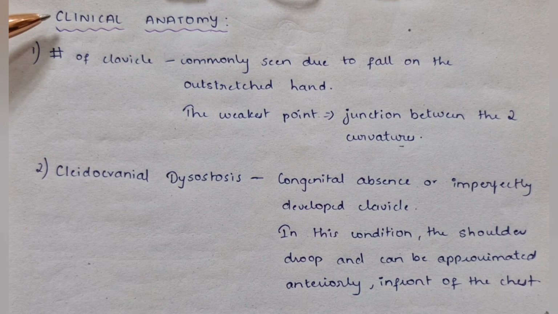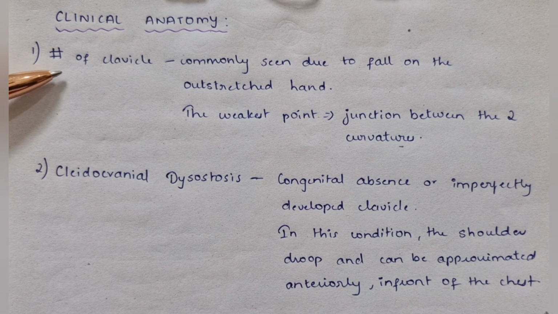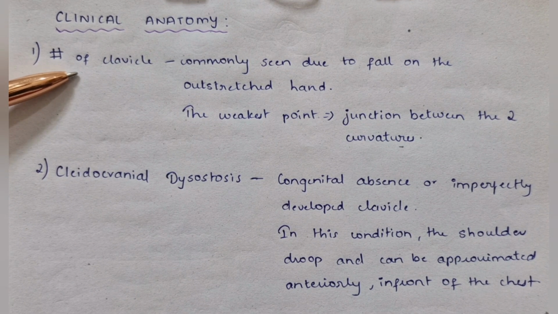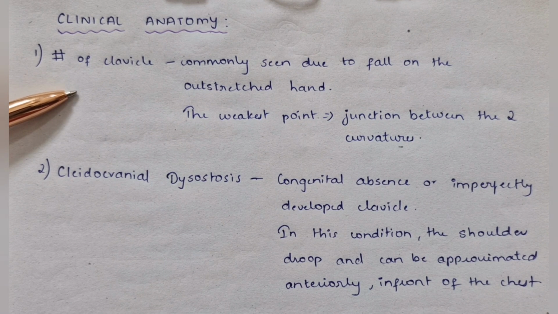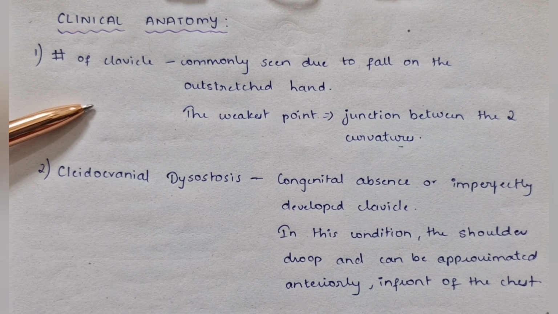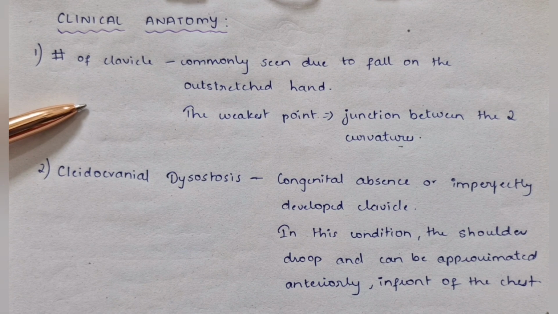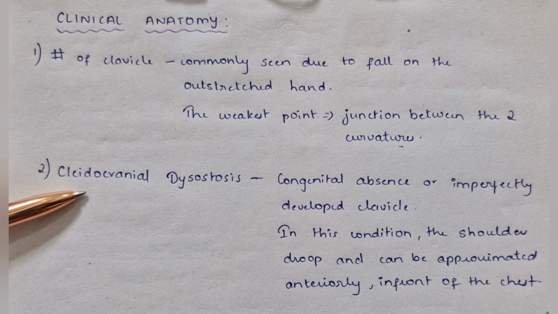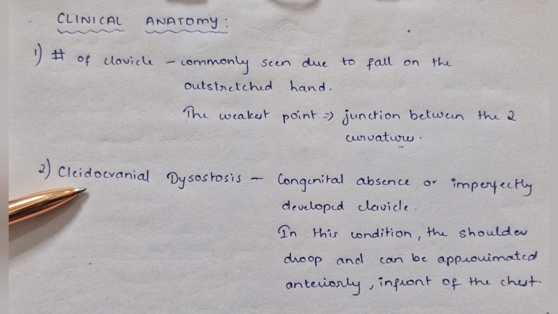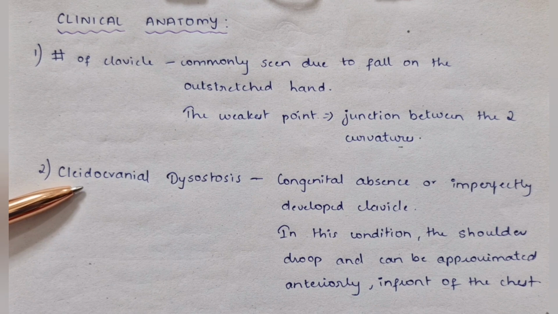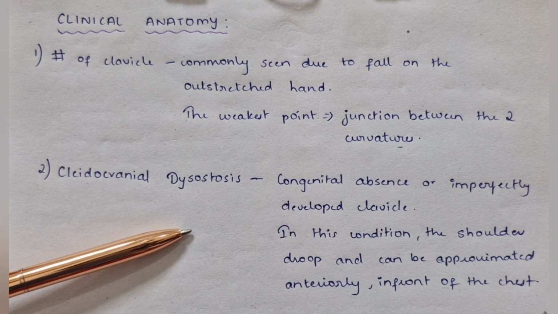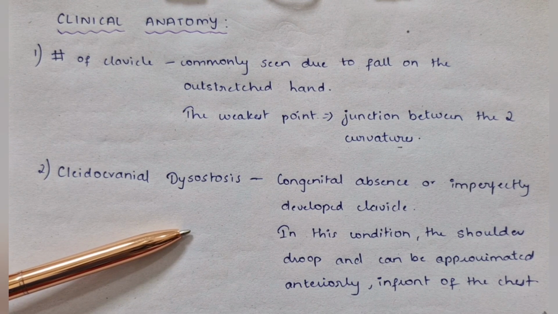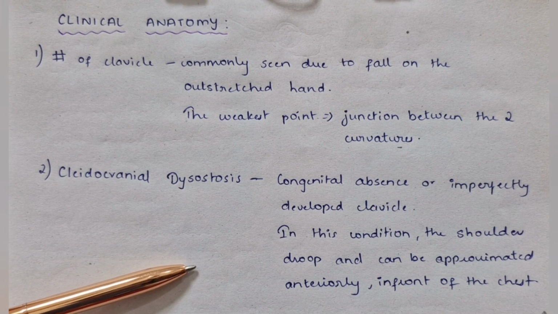Clinical anatomy of the clavicle. Fracture of the clavicle is commonly seen due to fall on the outstretched hand. The weakest point is the junction between the two curvatures. Cleidocranial dysostosis means congenital absence or imperfectly developed clavicle. In this condition, the shoulders droop and can be approximated anteriorly in front of the chest.